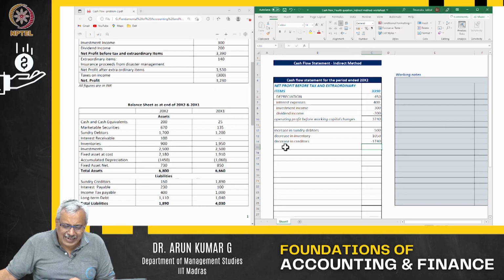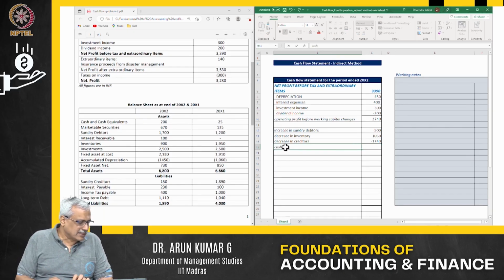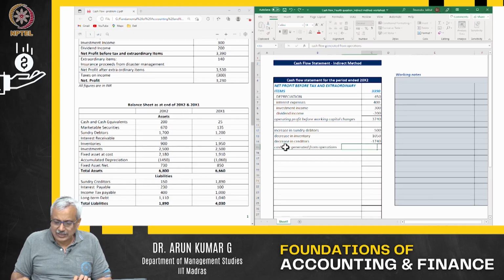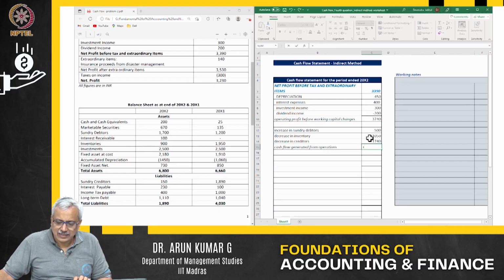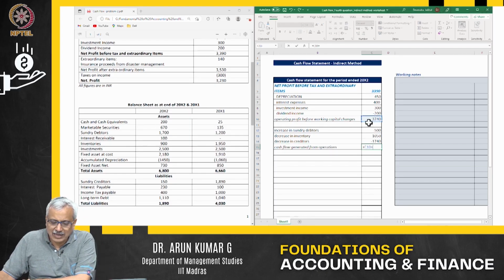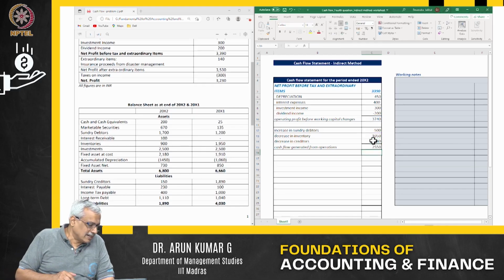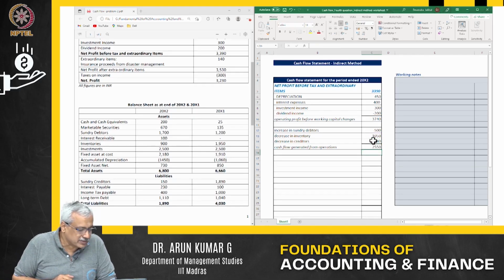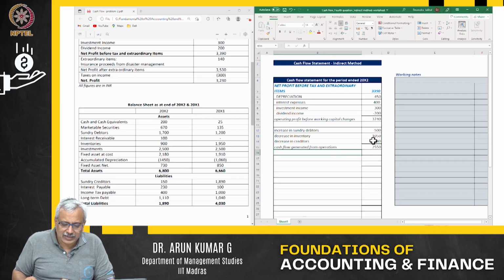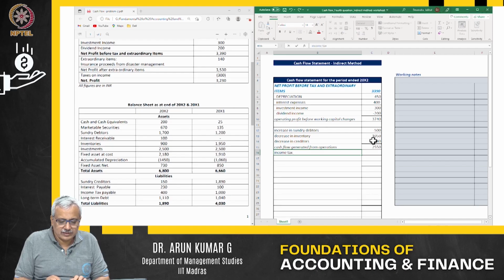So, what is the net cash flow generated from operations? Total cash flow generated from operations is this change, plus this change in working capital, plus this change in inventory, plus this change in creditors. That is the cash flow generated from operations. Next, in operations there is something called income taxes paid. Let me give this as explanation 1.